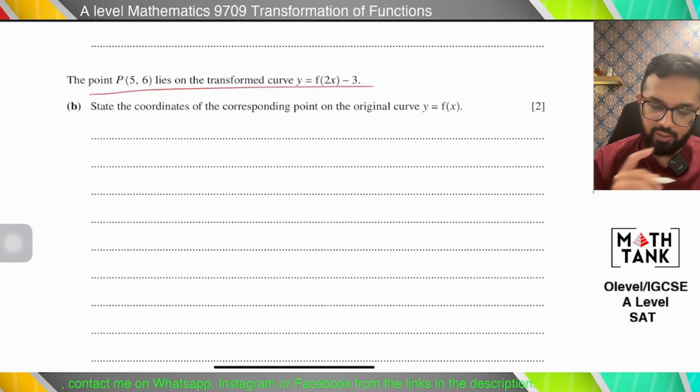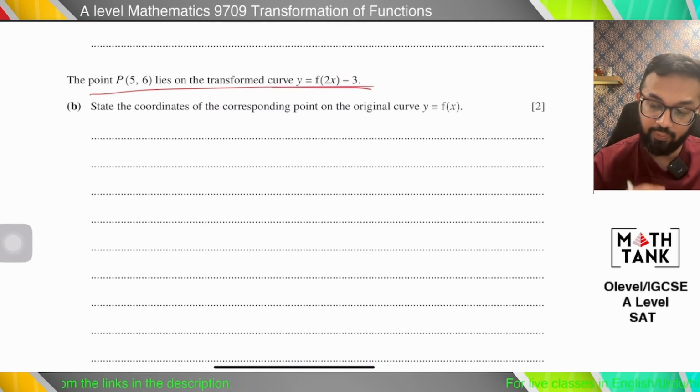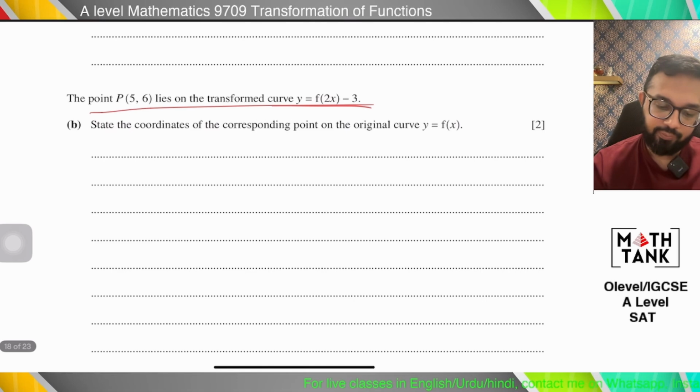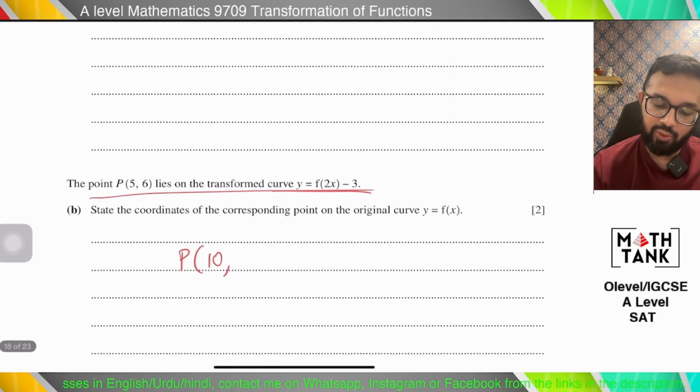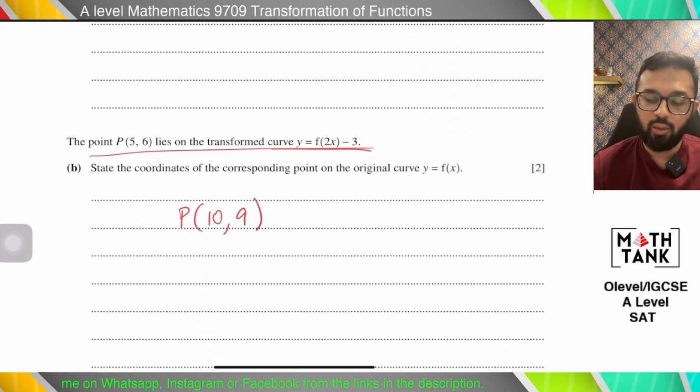Okay, the point P, state the coordinates of the corresponding point on the original curve y equals, that lies on the transformed curve. So I have to do these in reverse now. Okay, so this has already been halved. It would have been originally 10. And this is 3 units down, so I have to take this 3 units up. So that could be 10 comma 9.